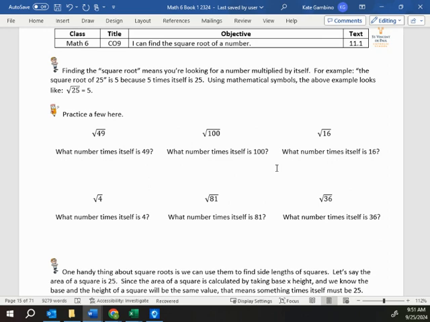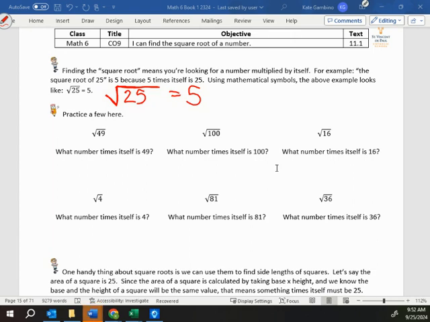Using mathematical symbols, the above example looks like this. I'm going to write it bigger here. So we've got the square root symbol. That's square root, and we put that big number under the square root of 25. So we're saying the square root of 25 equals 5 because we know 5 times 5 is 25. So if we're really good with our math facts, we can do some of this as mental math.